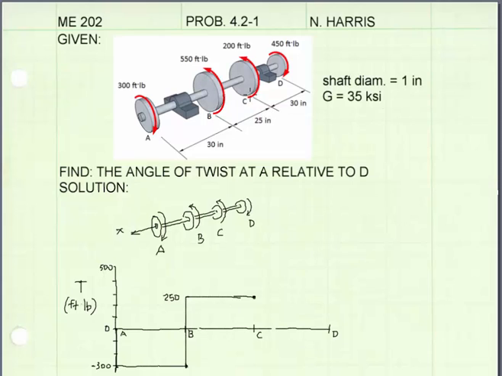At point C, we have a positive 200 foot-pound torque being applied, so we get another jump in our diagram from 250 up to 450 foot-pounds. Our internal torque stays at a positive 450 foot-pounds from C all the way to D. At point D, we see a negative torque of 450 foot-pounds being applied. That means we will jump down from positive 450 to 0. We close at 0. That suggests we drew this correctly.